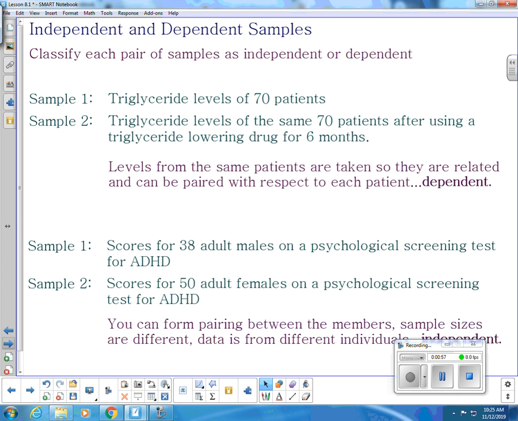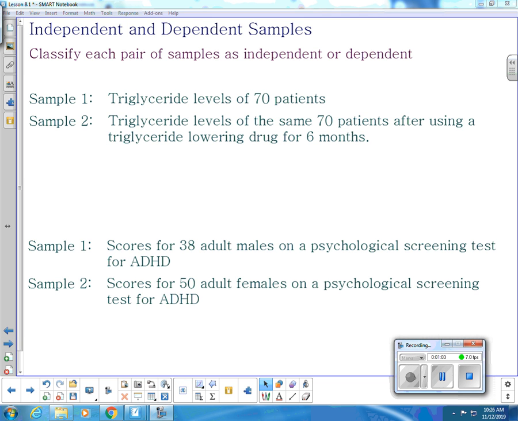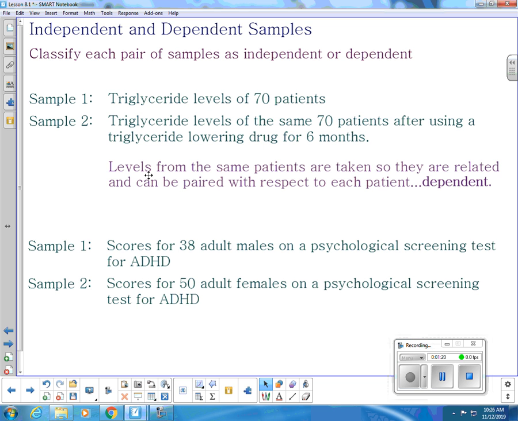So classify each pair of samples as independent or dependent. Okay, so let's read the first one. Triglyceride levels of 70 patients were tested. Second sample, triglyceride levels of the same 70 patients after using a medication for 6 months. Dependent, right? Because they're the same group. We could actually show Peggy's pre, Peggy's post kind of thing, right?